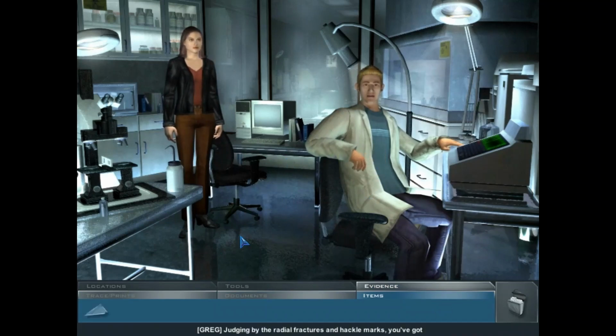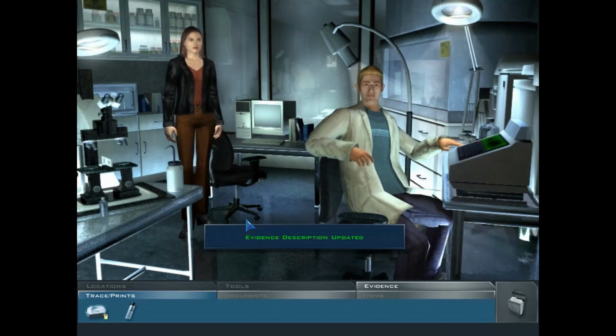Judging by the radial fractures and hackle marks, you've got a window broken in with a great deal of force. Funny peculiar, I mean, erosion patterns suggest the outside of the window is traveling away from the source of impact. Well, what this isn't is a shoe print. It may be a knee print, but I'm fresh out of knee print databases, so I can't do much with it at the moment.